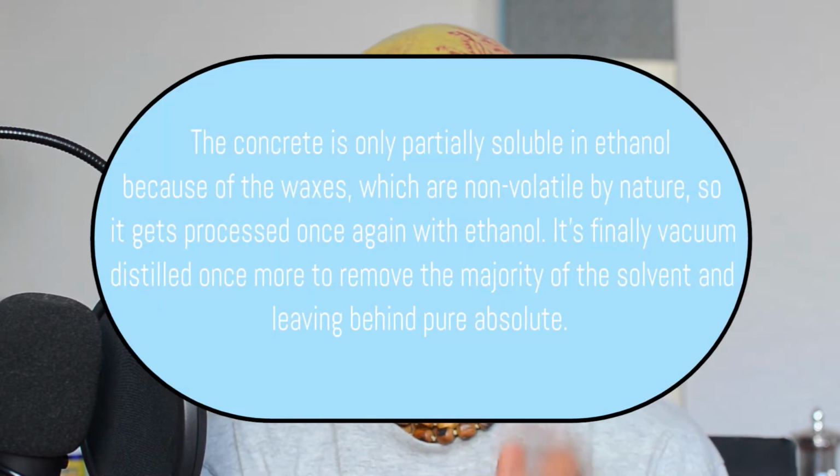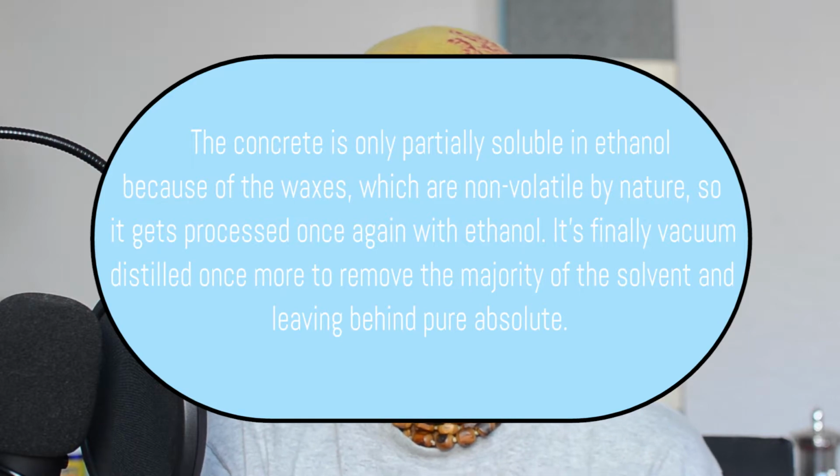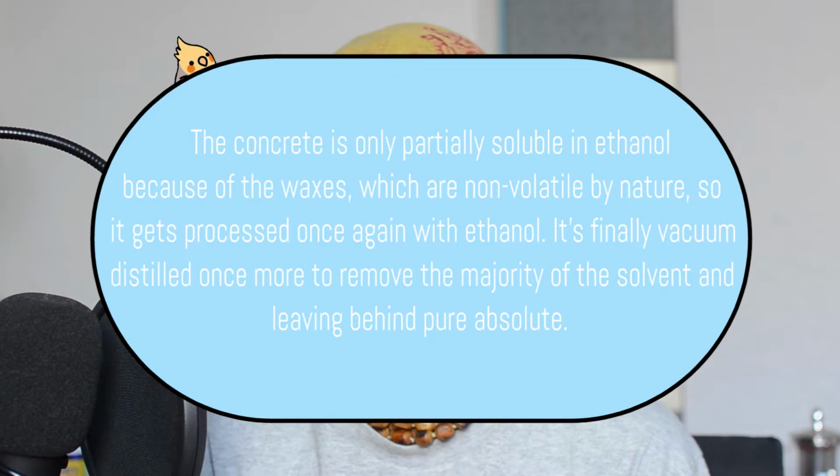Now, concrete is only partially soluble in ethanol because of its waxes, which are non-volatile by nature. So it gets processed once more with ethanol. At this point, it gets vacuum distilled once again to remove the majority of the solvents, leaving behind pure absolute. Absolutes of these delicate flowers are used a lot more commonly than their essential oil counterparts, the ottos, because of a few reasons.